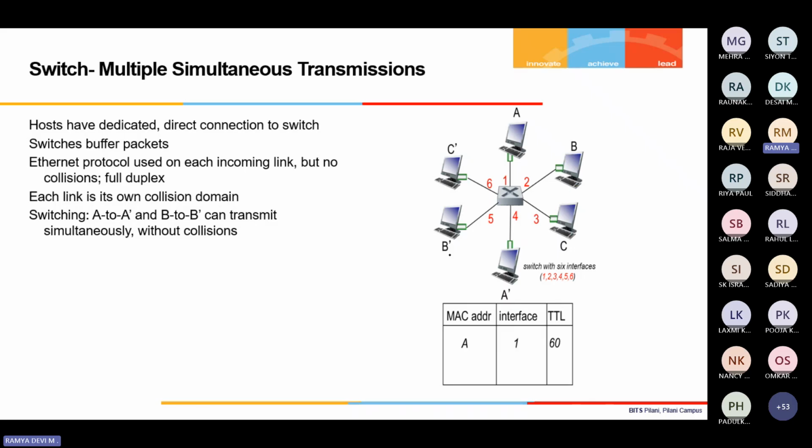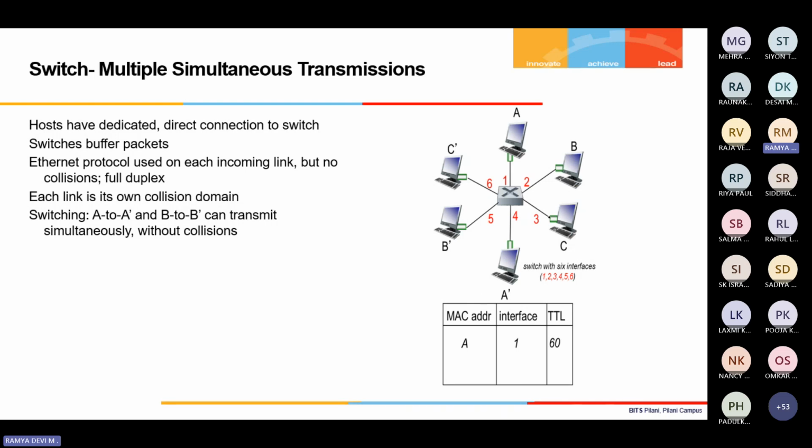It supports full duplex communication. What do you mean by full duplex? So each connection will be full duplex. So on the way we can send and receive the packet at the same time. Okay. So Ethernet is used here without collision detection.